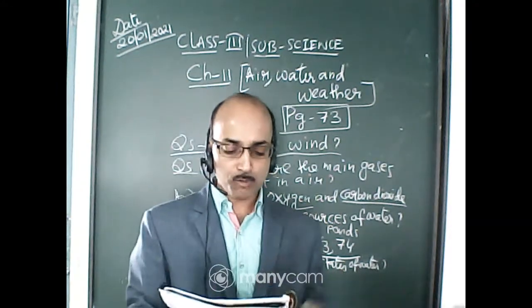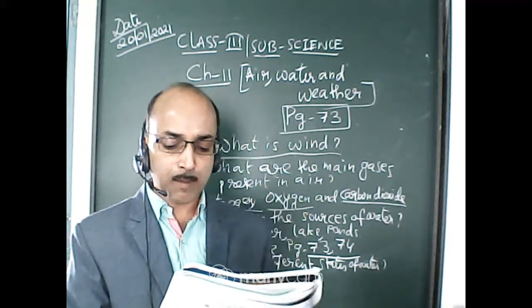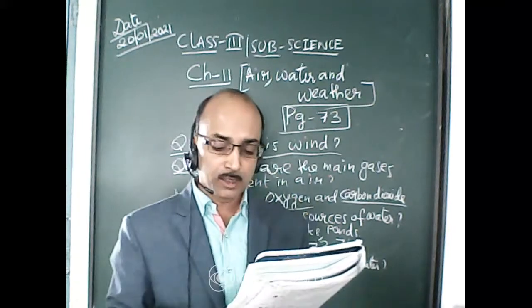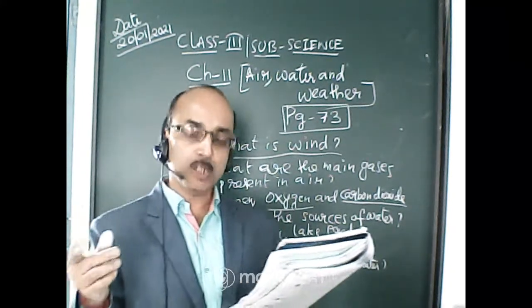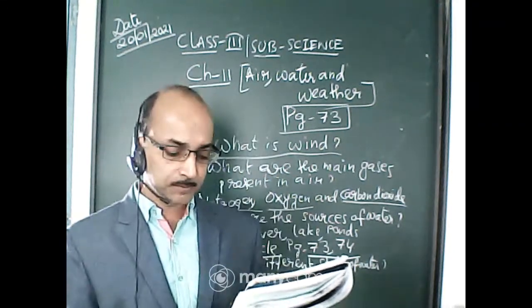Now the process of water cycle. Number one, the water in lakes, ponds, rivers and seas is heated up by the sun. Heat of the sun heats up the water. Due to heating, water changes into water vapor by the process of evaporation.